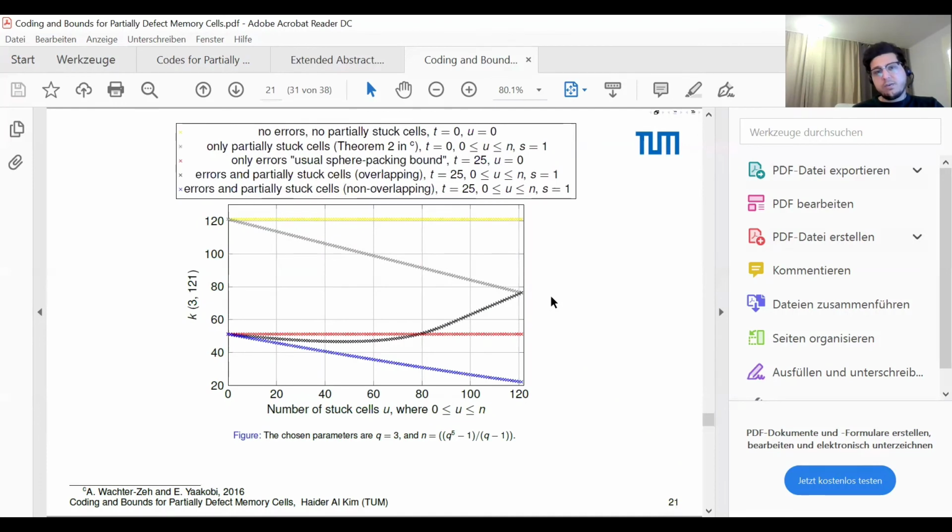This is another scenario. We increase the number of T errors, and we now see a decrement in the line, because with a lot of errors we have fewer places to be used for the partially stuck scenario and to store this information above the stack level.